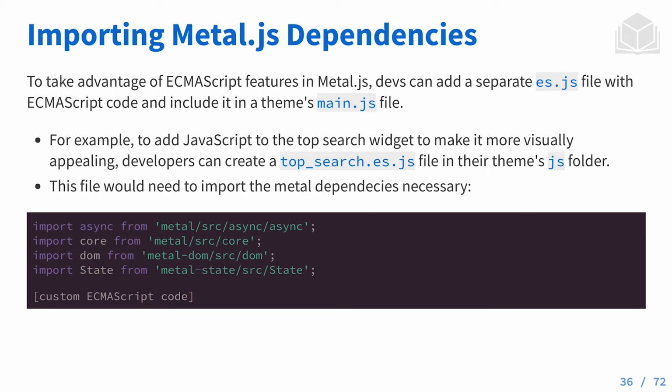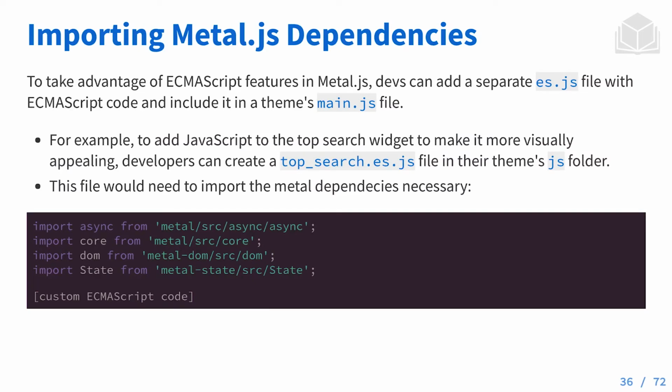Now, additionally, with Metal.js, as I mentioned before, we can also take advantage of those ECMAScript features. The important thing here is we can add a separate es.js file with all of our ECMAScript code included, but we need to make sure that it's actually included in that main.js file. So just like we've seen with the portal normal, and with the custom SCSS, we need to include all of our additional files in that main source file. The same is true for our main.js.